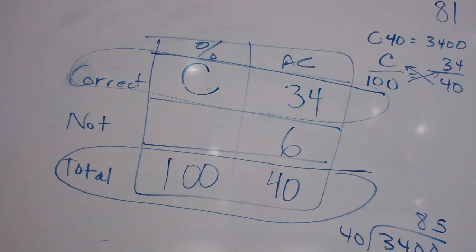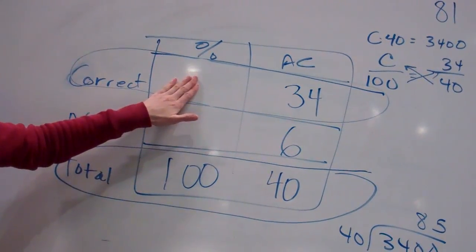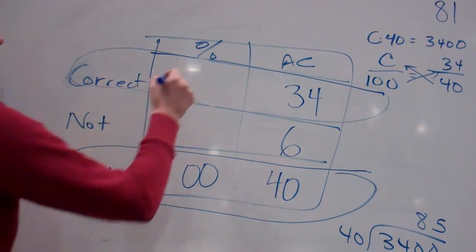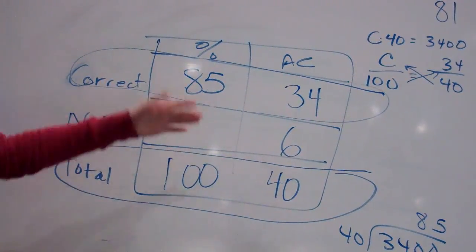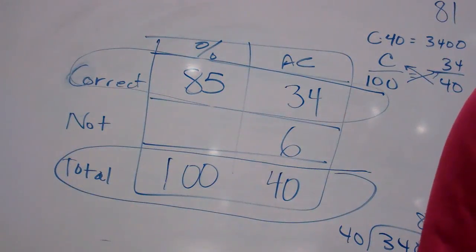Good stuff. Okay, so what percentage of spelling words did he get right? 85%. We would figure out how many he got wrong, 15, but we don't have to know that. Okay? Everybody feel like they got it? That's lesson 81, guys.